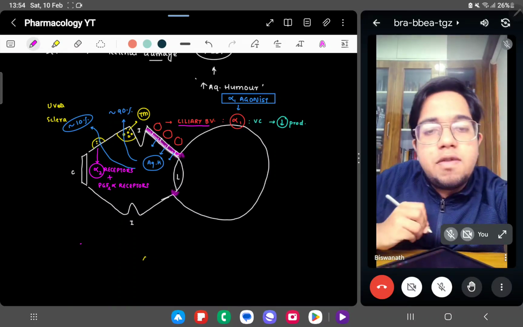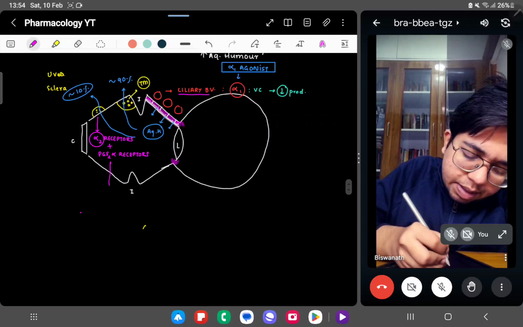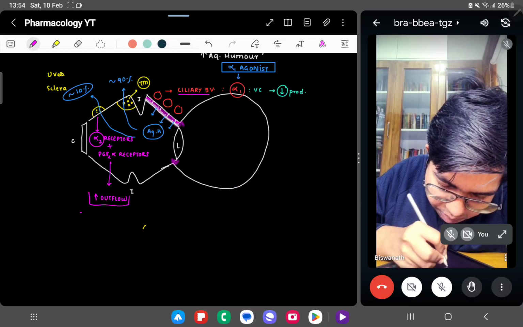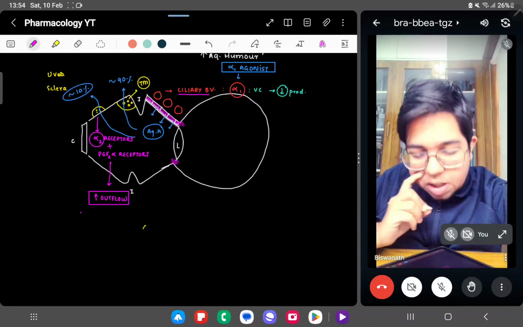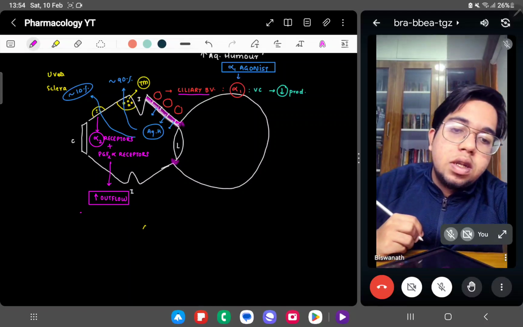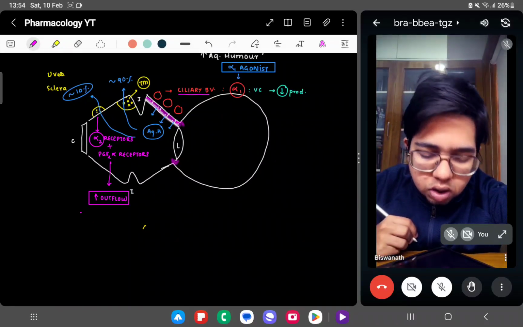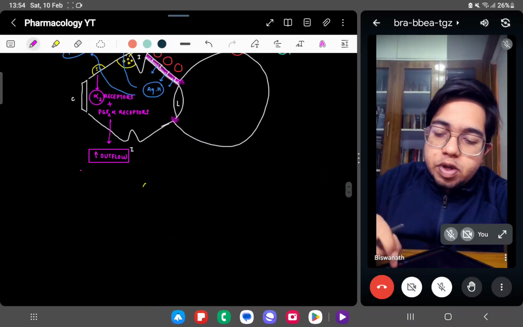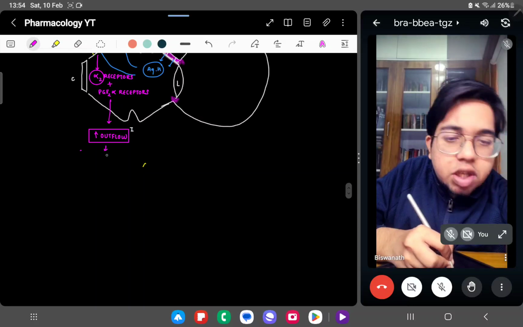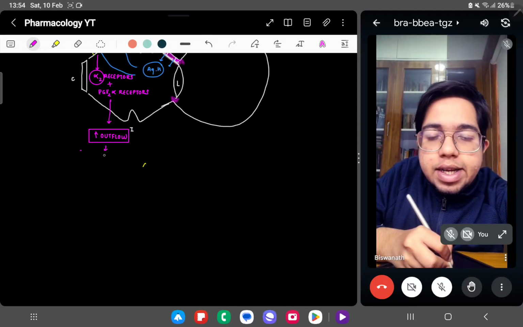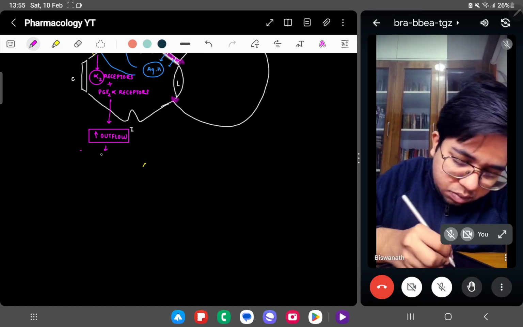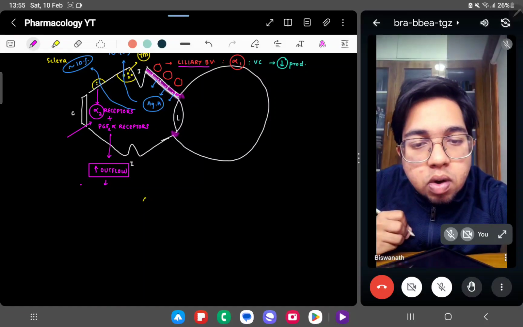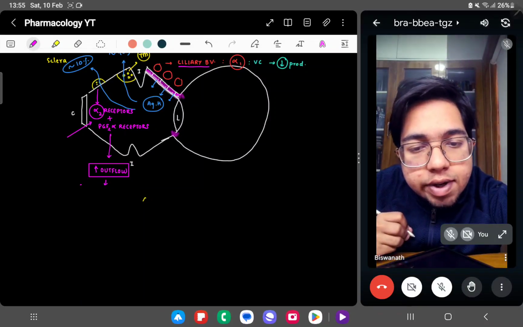Just remember alpha 2 receptors are present here, and these receptors are increasing the outflow. They are helping us, yes. These receptors are helping us, in fact, in glaucoma. They are helpful in managing glaucoma rather than increasing the incidence of glaucoma. So we'll give alpha 2 agonist drugs as well.